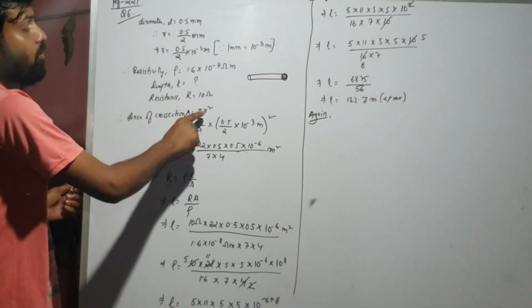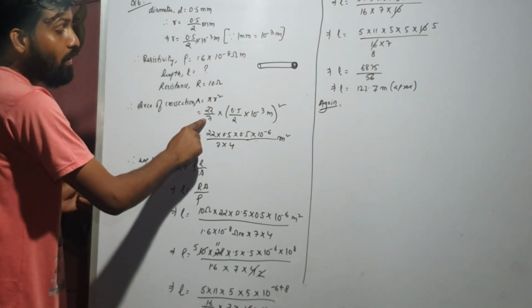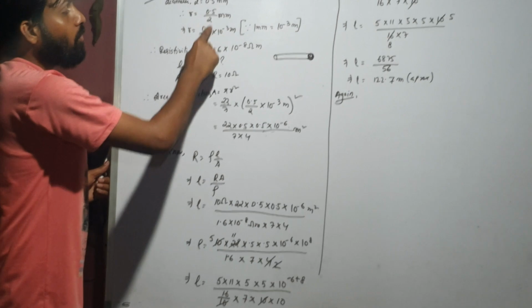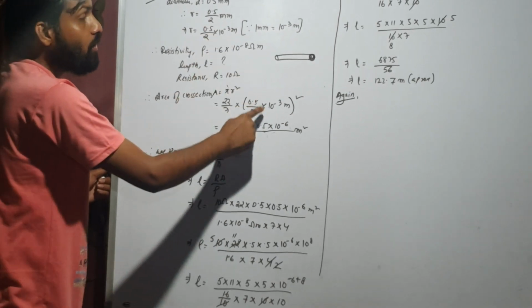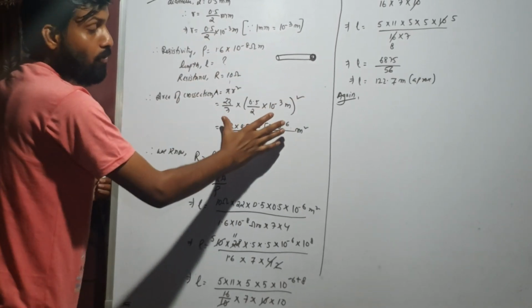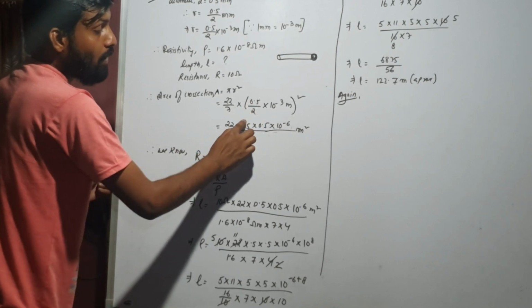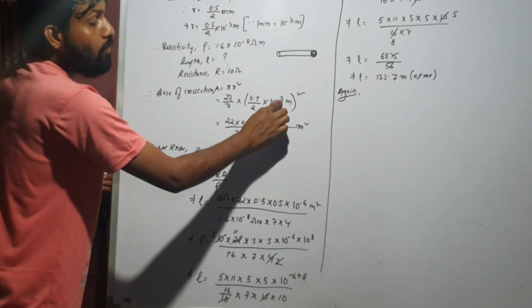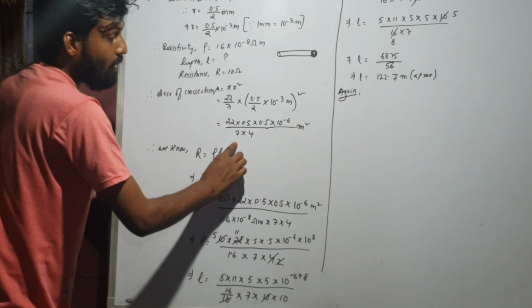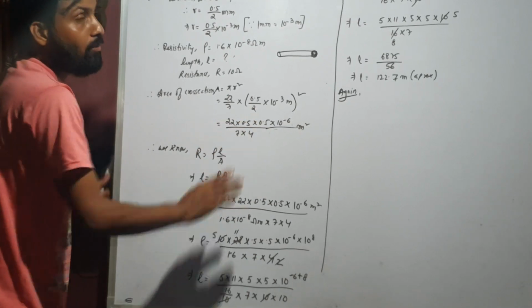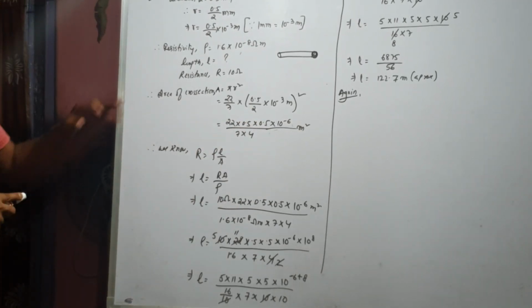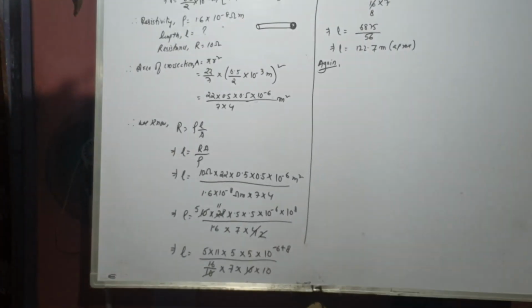The area of cross section is equal to pi r square. 22 by 7 into the r value we already have, 0.5 by 2 into 10 to the power minus 3 meter, whole square. Expanding this, it is 0.5 times 0.5, and 10 to the power minus 3 into 2 means 10 to the minus 6, divided by 7, then 2 times 2 will become your 4 here. So now we have got all the values. You can find out your length here.